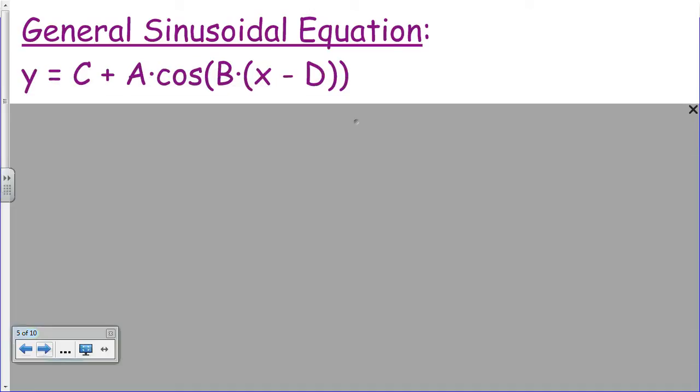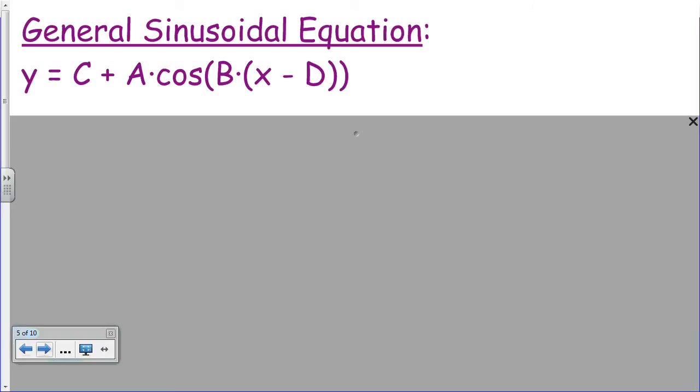All right, so let's take a look at our general sinusoid. Now you can write this in terms of sine or cosine. We're going to do this in terms of cosine, and I would suggest that you do that as well. But we have y is equal to c plus a times the cosine of b times x minus d.